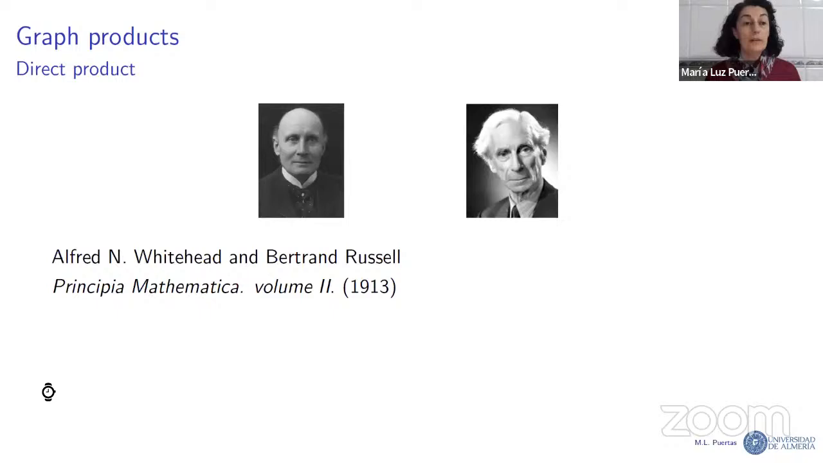The last one is the direct product, also called the categorical product. This is a quite classical result by these two classical mathematicians, Whitehead and Russell, in the book Principia Mathematica from the beginning of the last century.